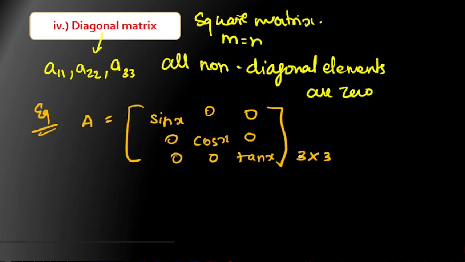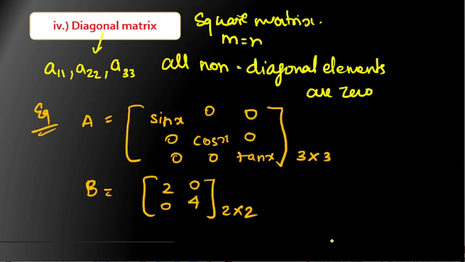This is a 3 into 3 matrix. If it is going to be a 2 into 2 matrix, then 2, 4 and the other places will be filled with 0. That is a 2 into 2 matrix. Then a 1 into 1 matrix means 4. That's it. Okay. So this is a 1 into 1 matrix. This is about the diagonal matrix.